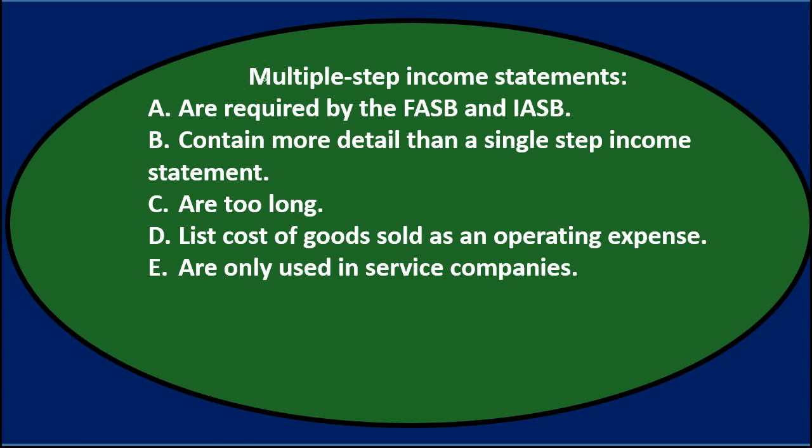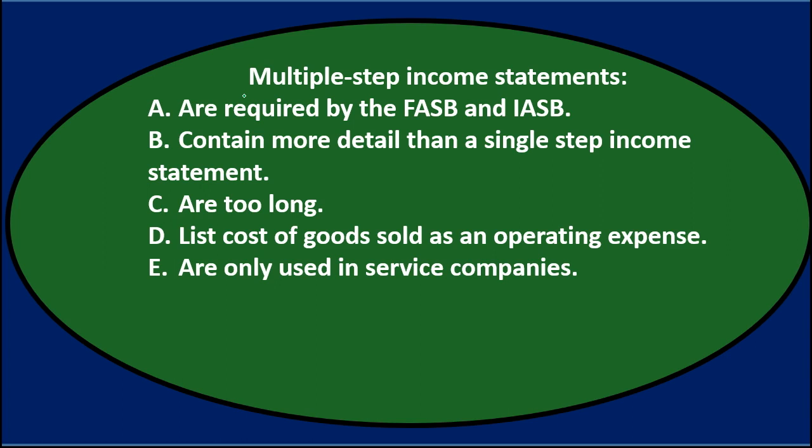A single-step income statement you can think of as being the closest form of an income statement to just the calculation of net income, meaning it only has two parts. You have all revenue grouped together, all expenses grouped together, and then subtract revenue minus expenses to arrive at net income.